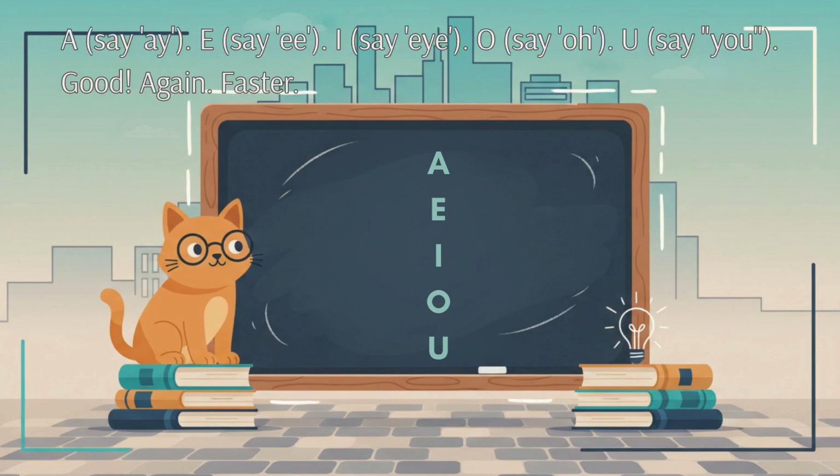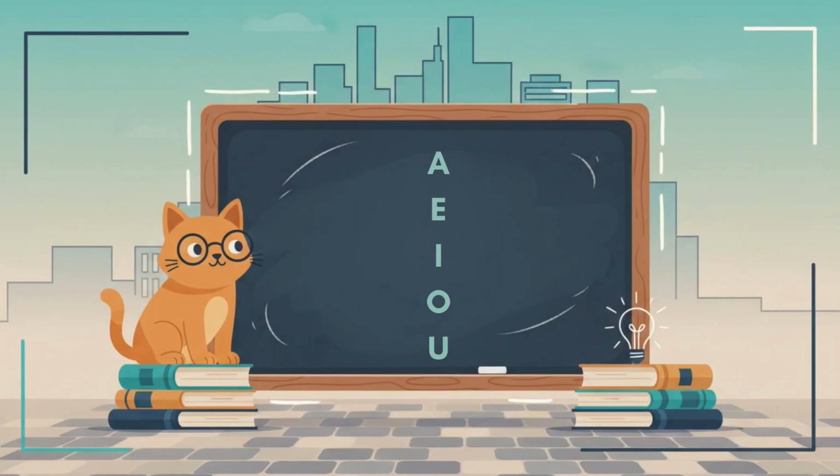Repeat after me. A, say A. E, say E. I, say I. O, say O. U, say U. Good. Again, faster. A, E, I, O, U.